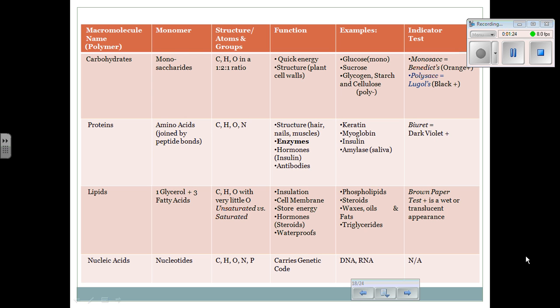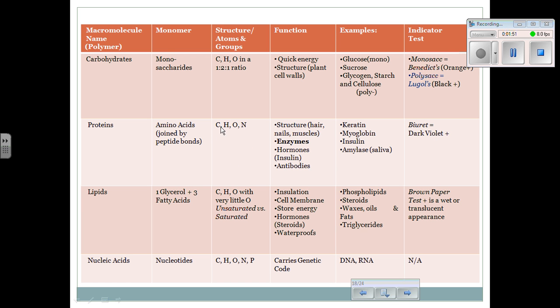If we move to the next macromolecule or organic molecule, we have proteins. Proteins, of course, we know are assembled in the ribosome. They're assembled by putting a bunch of amino acids together, joined by peptide bonds. And again, this all happens in the ribosome, and which amino acids are put together are based solely on our DNA.